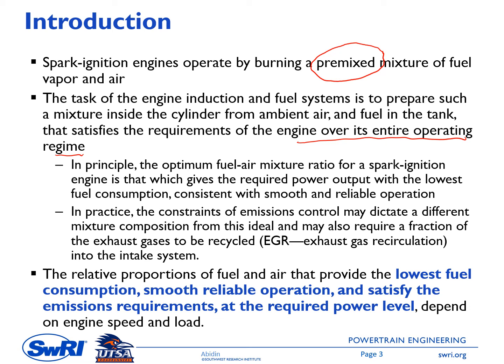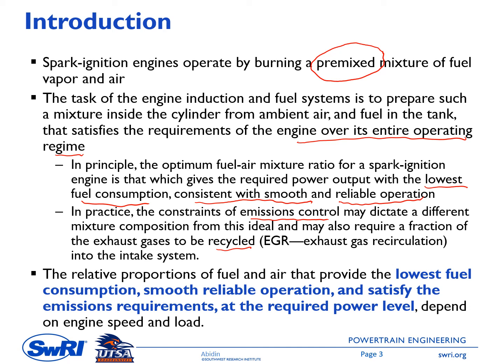So in principle, the optimum fuel-air mixture ratio for a spark ignition engine is that which gives the required power. It means we control the engine power with the lowest fuel consumption. Okay, this makes sense. And then consistent with smooth and reliable operation. And then, due to the stringent requirements for emissions and so on, there is another constraint here, which is the emission. The constraint of this emission control may dictate a different mixture composition from this ideal and may also require a fraction of the exhaust gases to be recycled. That's why we have EGR, exhaust gas recirculation. The purpose of having this EGR is to reduce the NOx emission. We will discuss this in a later chapter about engine emissions.